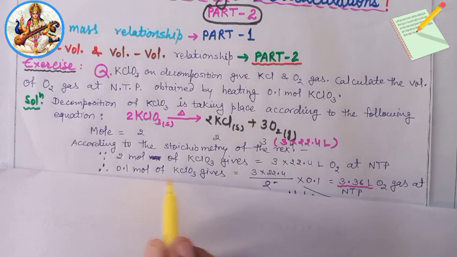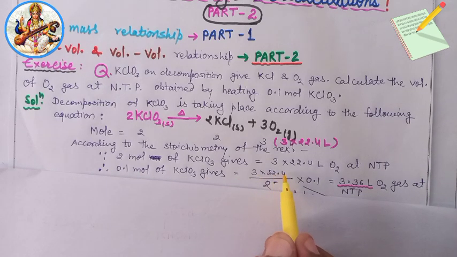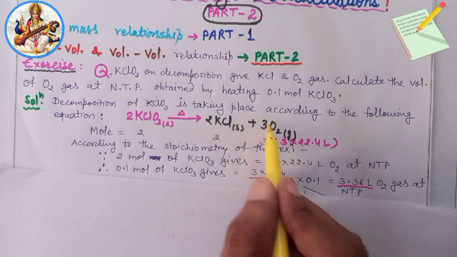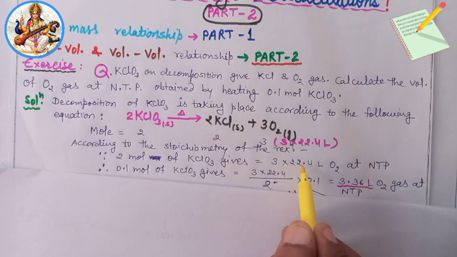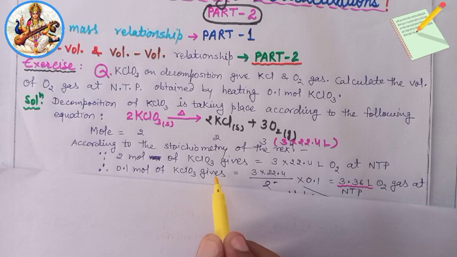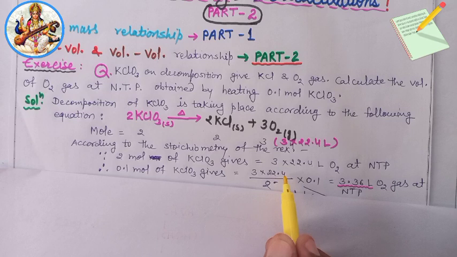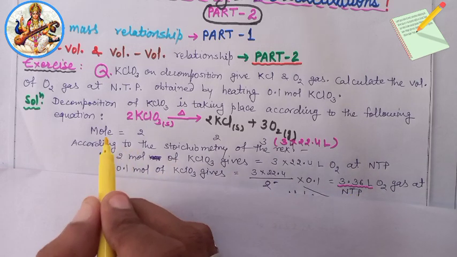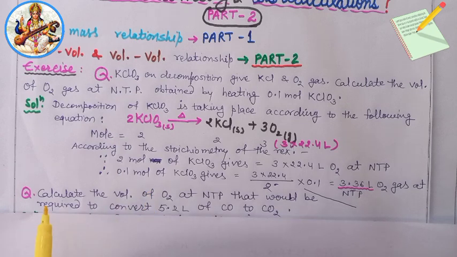Therefore, 0.1 mole of potassium chlorate gives 3 into 22.4 into 0.1 divided by 2 after thermal decomposition. The resultant value is 3.36 liter of oxygen gas at normal temperature and pressure. Very important question.